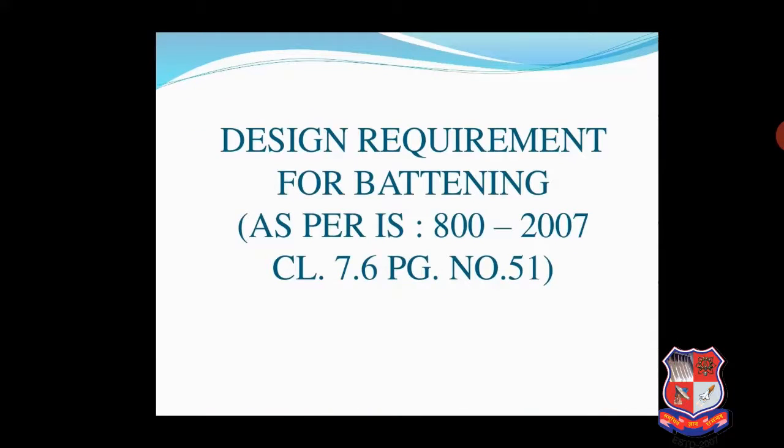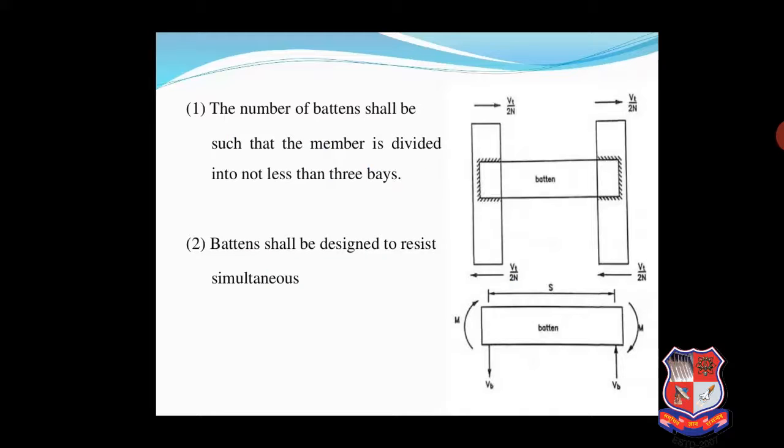The design requirements for battening are given in IS 800 clause number 7.6, page number 51. The number of battens shall be such that the member is divided into not less than 3 bays. It means you should provide a minimum of 2 or 3 battens throughout the length of the column. Battens shall be designed to resist simultaneous action of VB and M. VB is longitudinal shear and M is moment.